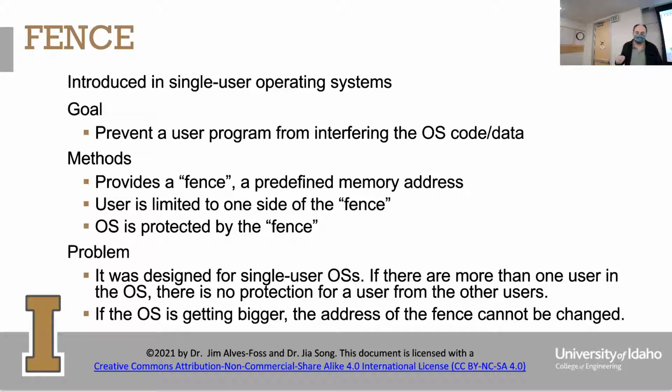Now, fence registers were typically designed for single-user operating systems, because if there's not more than one user, you let the user interfere with themselves all you want, but they can't affect other users. If the operating system gets bigger, the address of the fence could not be changed if it was hardware fixed. So that ran into a problem. The initial ones, they just picked an address, but once the operating system got too big, they had some issues. Very old technology, but the concept is still there.